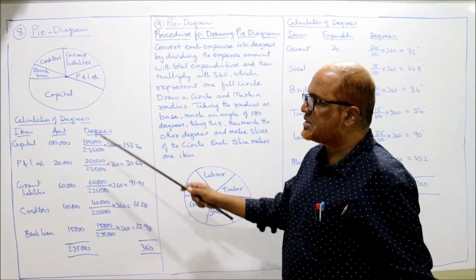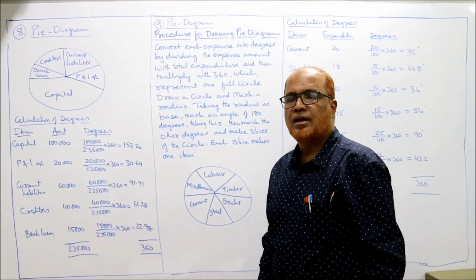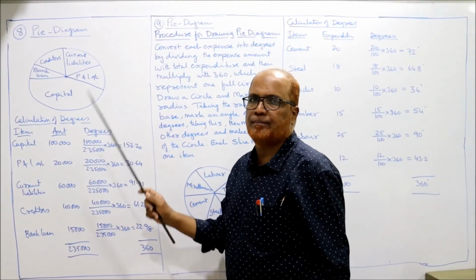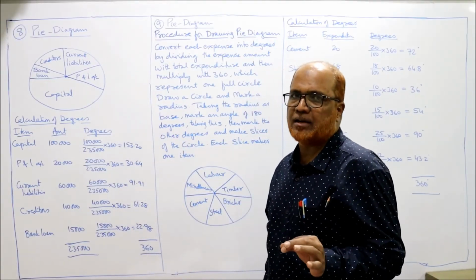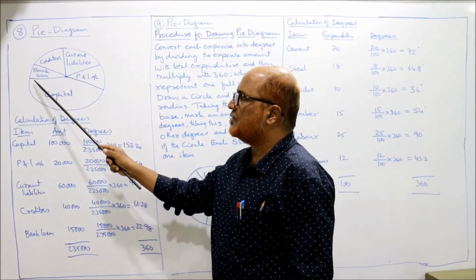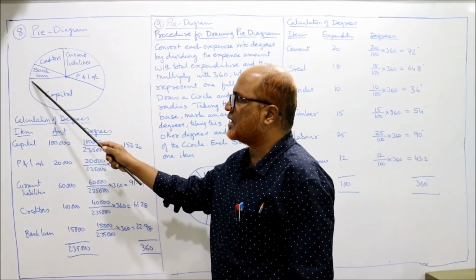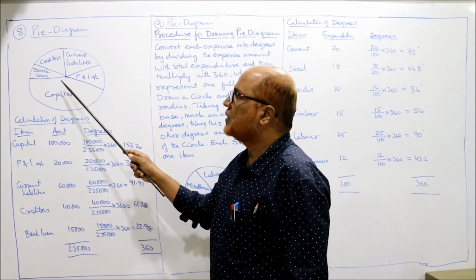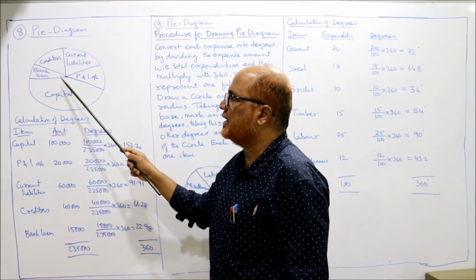Now we have to represent this in the pie diagram. I already told you how to draw the pie diagram. First of all, make a correct circle. Exact circle you make. Then make a radius. Radius means from the circumference of this circle, draw a straight line till the middle, center में. तो center तक जो draw करेंगे ये radius हो जाएगा.